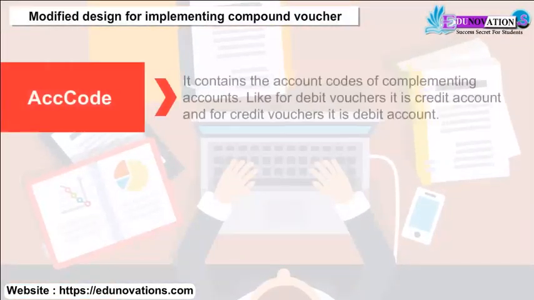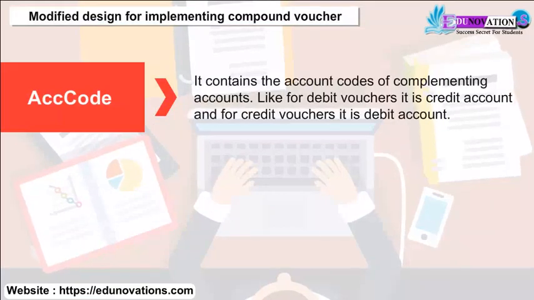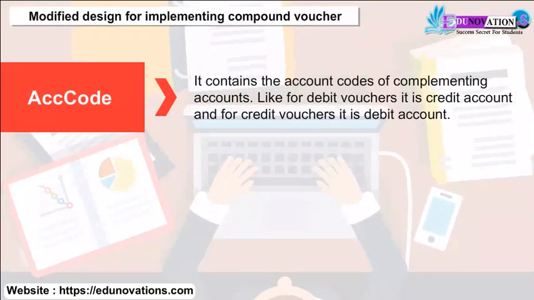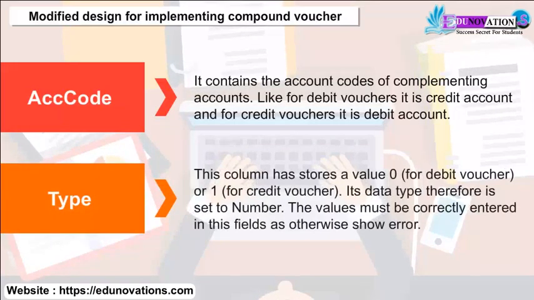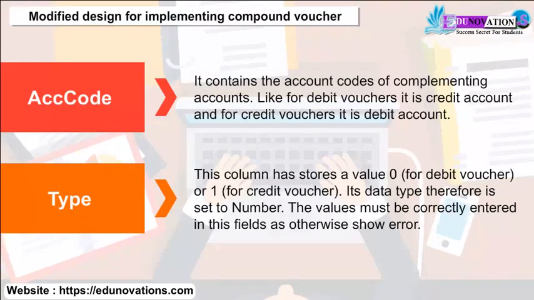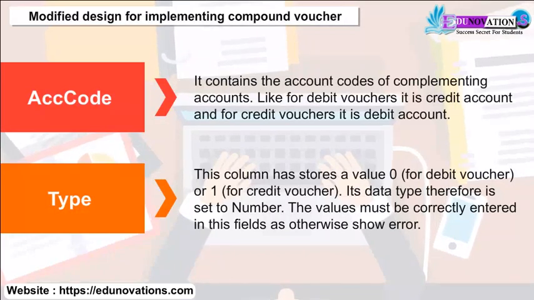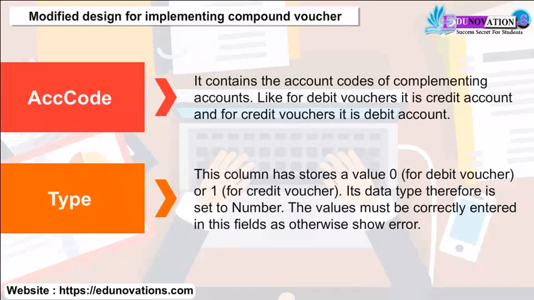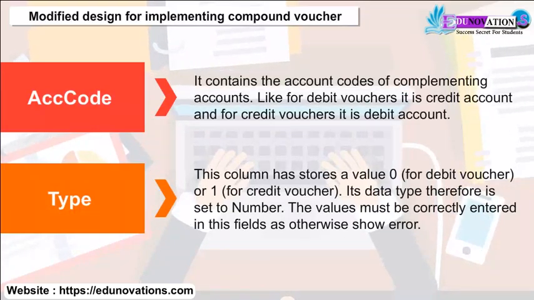ACC code. It contains the account codes for complementing accounts. Like for debit vouchers, it is credit account, and for credit vouchers, it is debit account. Type. This column stores a value 0 for debit vouchers or 1 for credit vouchers. Its data type therefore is set to number. The values must be correctly entered in this field as otherwise it shows an error.